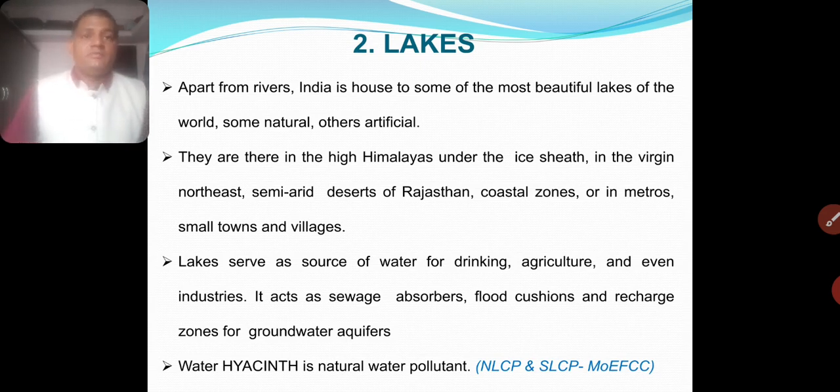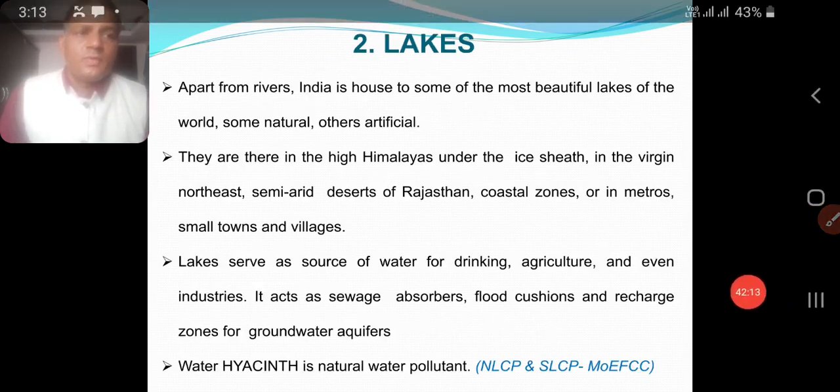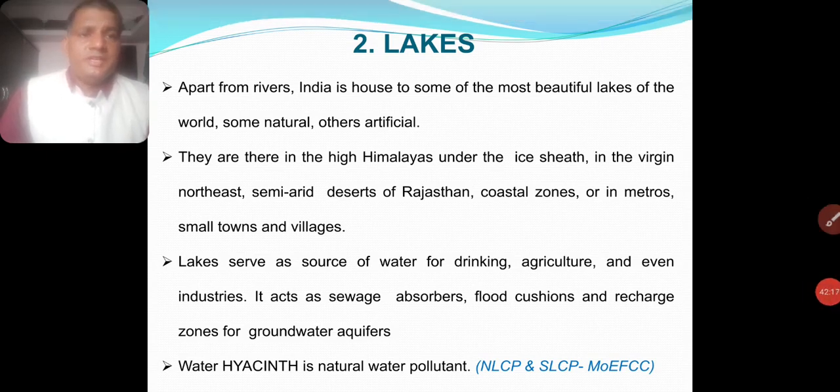Second, lakes. Apart from the rivers, India is home to some of the most beautiful lakes of the world, some natural and others artificial. As we know, the lakes are problematic because the National Lake Conservation Program and State Lake Conservation Program of the Ministry of Environment and Forest have mentioned that most of the lake water bodies are in unusable form because of contamination. Lakes serve as a source of water for drinking. They have said that they are useful for agriculture and even for industries also.